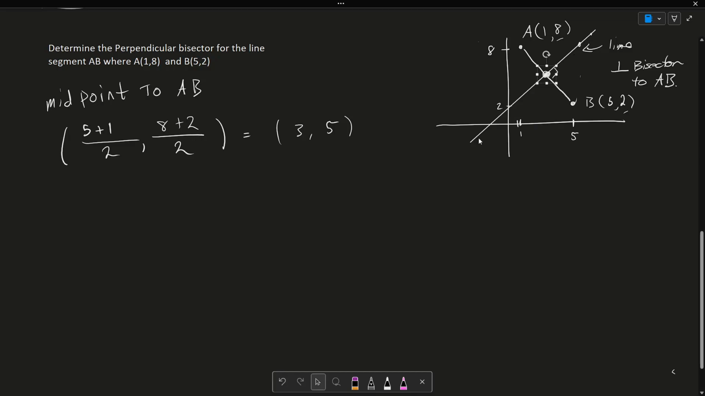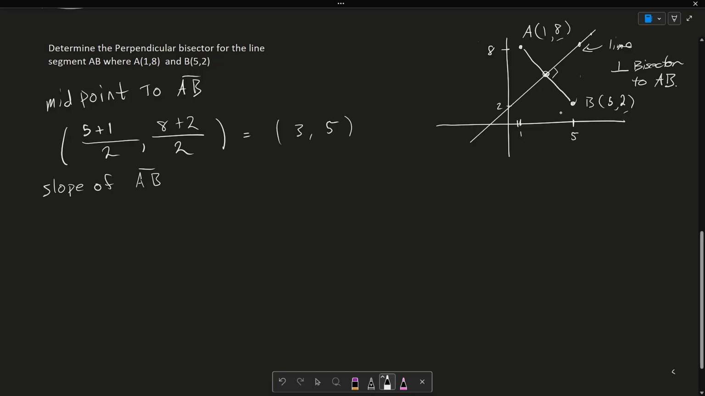Now I need to develop a line that goes through that point. And there are lots of lines that go through that point. I could have a line that goes through that point like that, but it's not perpendicular to AB. I want to make sure it's perpendicular to AB. How do I make sure? Well, I need to find the slope of AB.